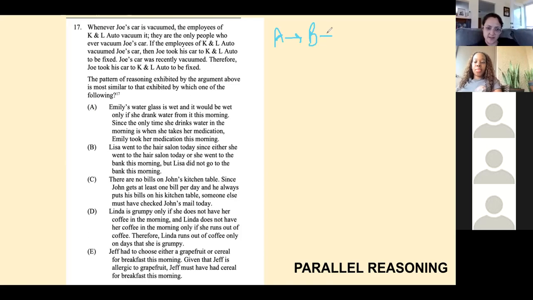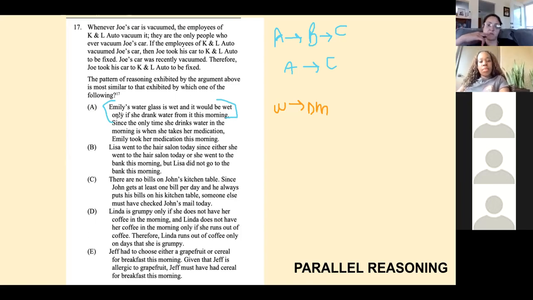Do you want me to try A? Yes. Okay, so A is saying Emily's water glass is wet, and it would be wet only if she drank water from it this morning. So her glass being wet would be the sufficient condition. And then necessary is if she drank water from it this morning. Excellent. Since the only time she drinks water in the morning is when she takes her medication, Emily took her medication this morning.